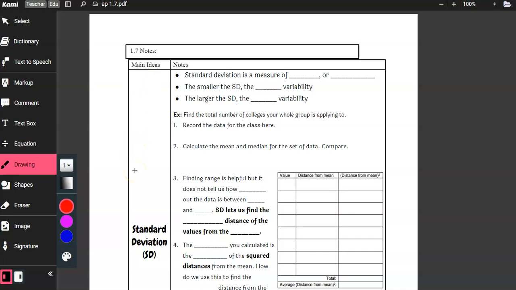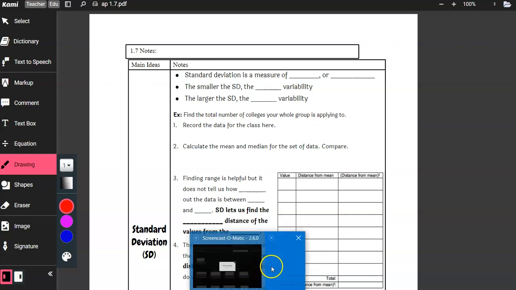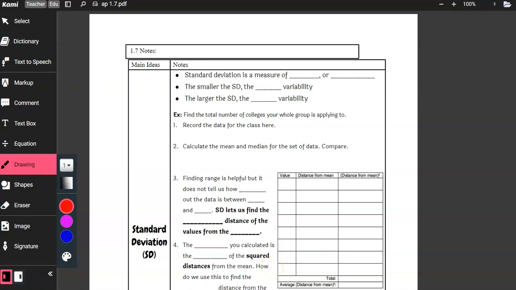All right, these are guided notes 1.7, and this is set 1F. All right, so lesson 1.7, we're going to use some existing data from another class to record.